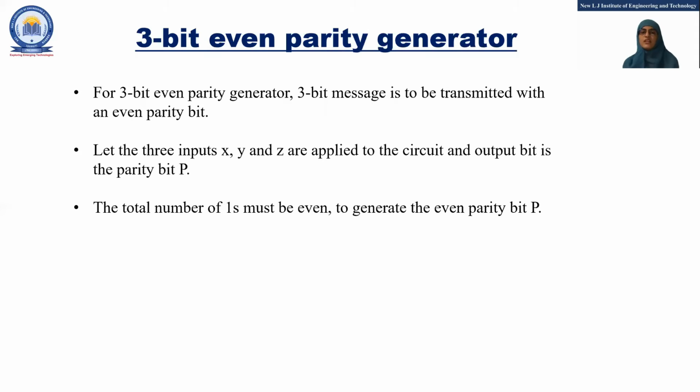Let's learn about the 3-bit even parity generator. For the 3-bit even parity generator, a 3-bit message is to be transmitted with the even parity bit. Here we took inputs as X, Y, Z, which is the 3-bit message, and this message is combined with the parity bit, which is P. This is an even parity generator, so the total number of ones must be even.